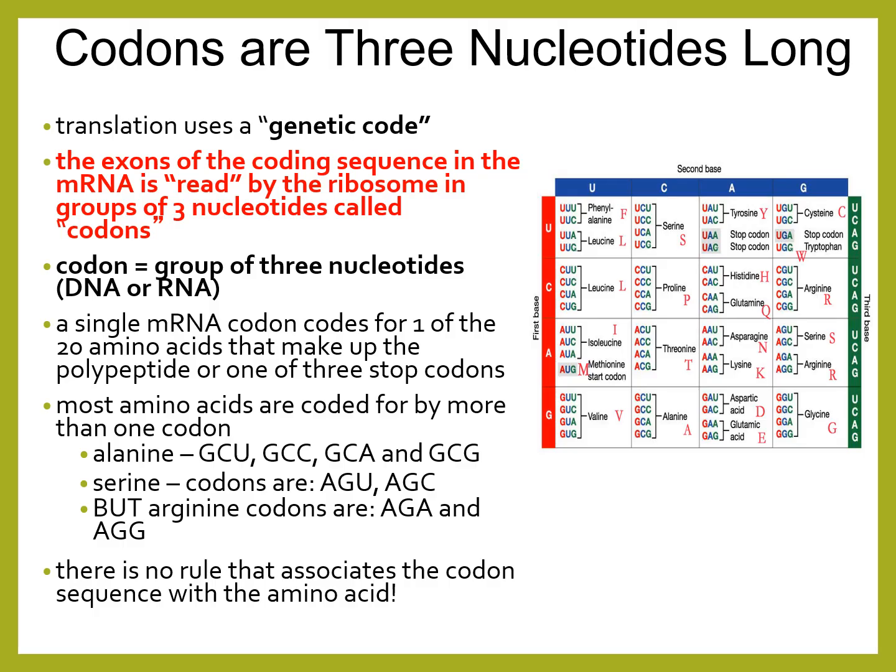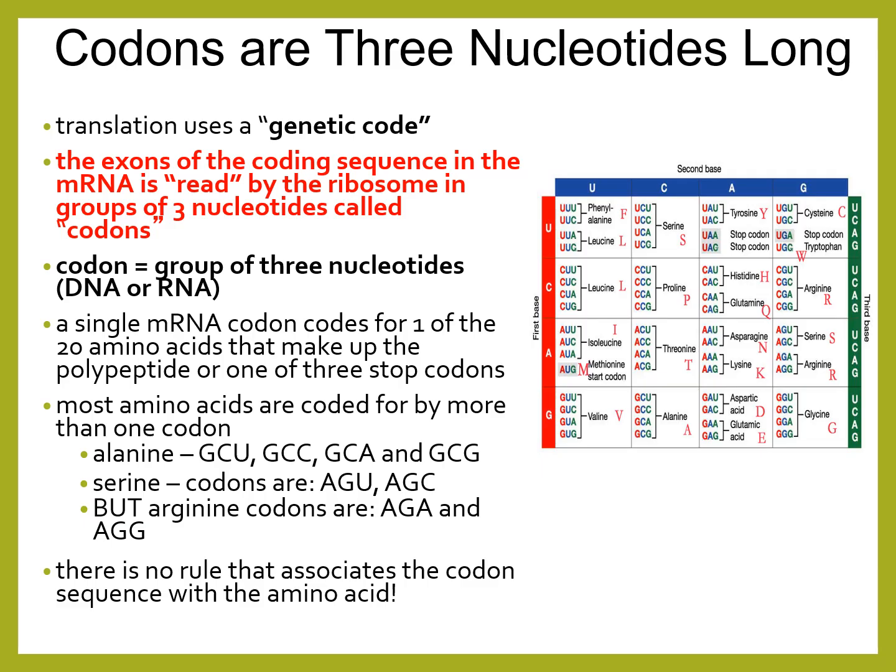The exons that we find in the coding sequence of the mRNA are read in groups of 3 nucleotides, which are known as codons. Now, a codon is defined as a group of 3 nucleotides. Codons exist in the DNA coding sequence, they exist in the coding sequence of the RNA transcript, and they exist in the coding sequence of the processed mRNA.